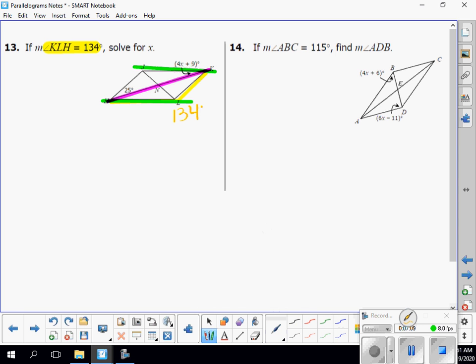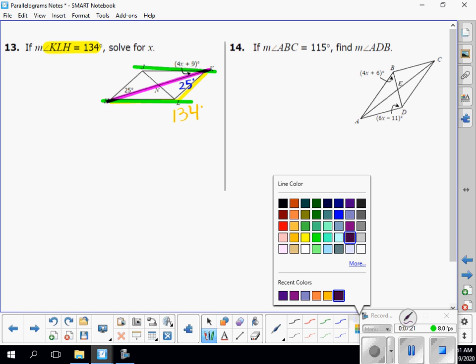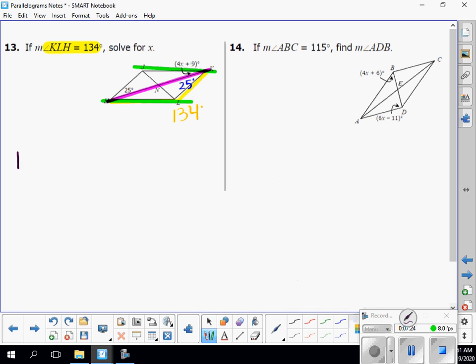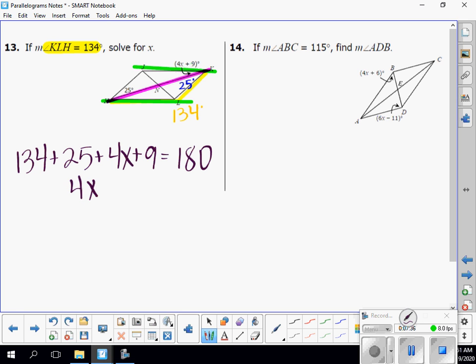So if I float 25 up the transversal and jump over it for that alternate interior angle effect, I now have all of angle K and all of angle L. Those make up one side of the parallelogram, which means they're going to be supplementary. So I could add those 2 angles together to equal 180 because they make up one side of that parallelogram. That will end up getting me 4x plus 168 equals 180, which will get me 4x equals 12, which will get me x equals 3 when I solve for that.